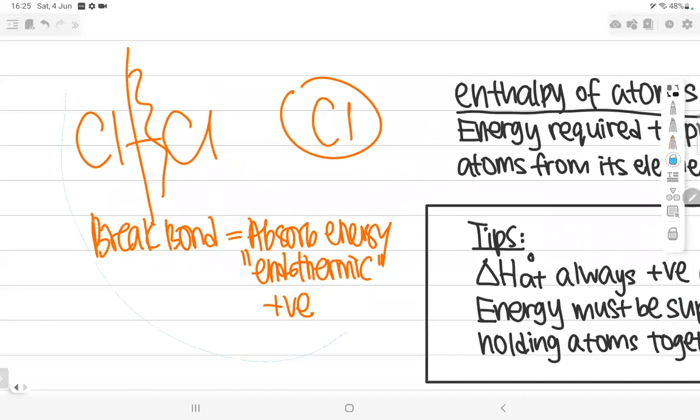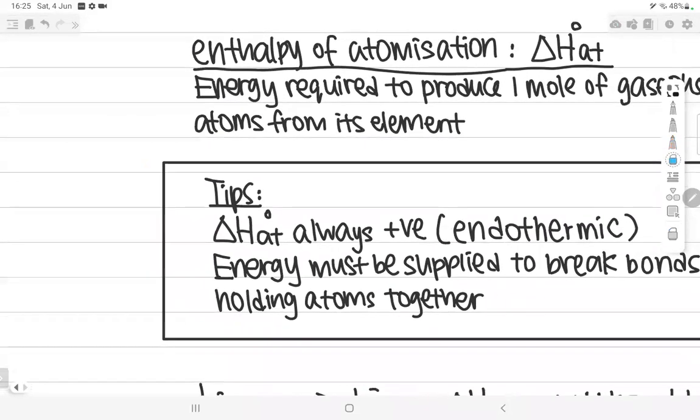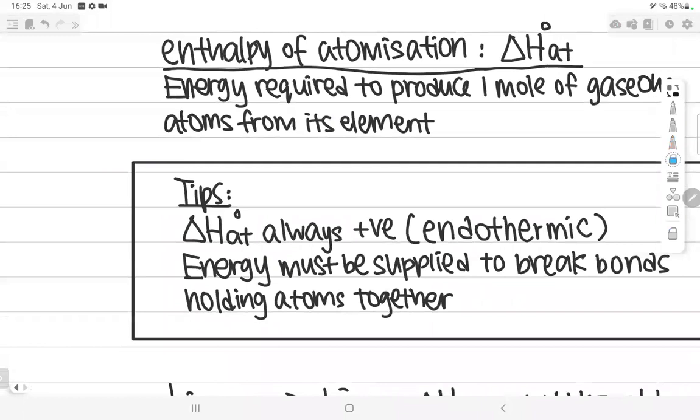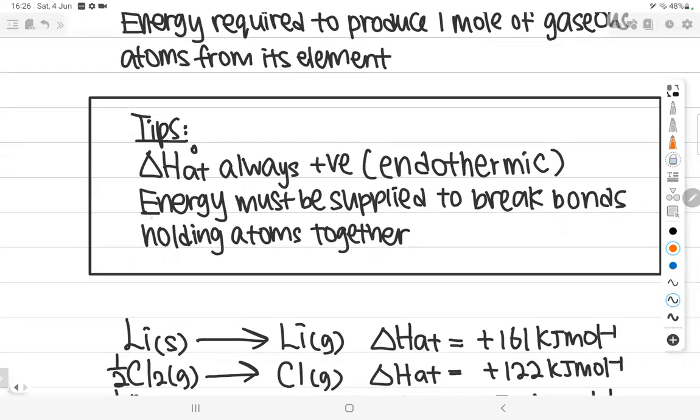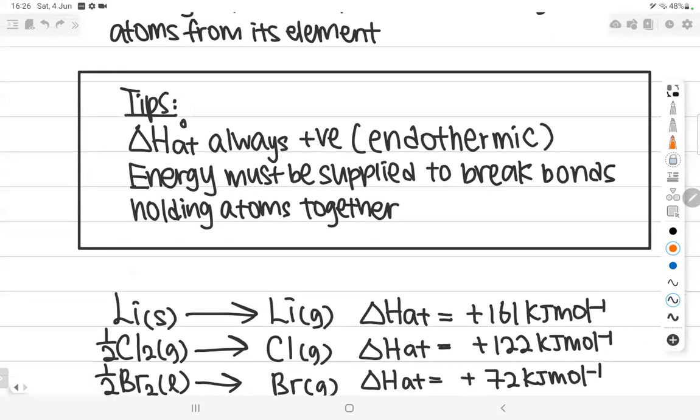So what if you get a question in your A-level paper asking why the enthalpy of atomization is always positive? This is the answer: because energy must be supplied in order to break the bonds holding the atoms together. If you want to do atomization, you want to break the bond. Only when you break the bond can you get your gas atom. Up to this point, so far so good, everyone?